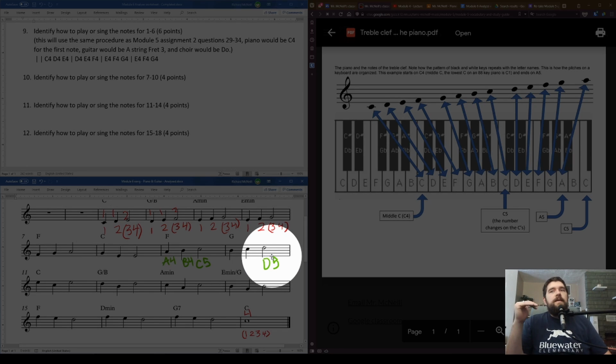Okay, and I'm not going to keep on showing you all of these. You already should have the letter names from before. We just need to figure out exactly which octave they belong to so that you can identify exactly which key you press on the piano when you are playing these.